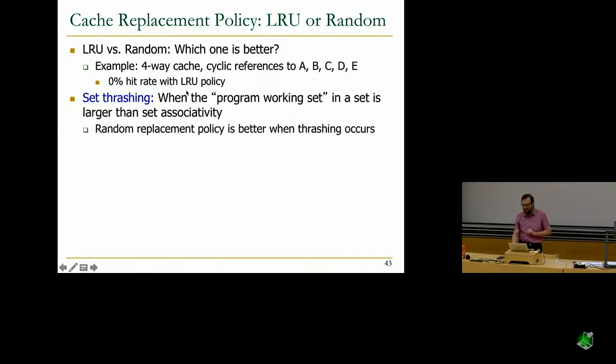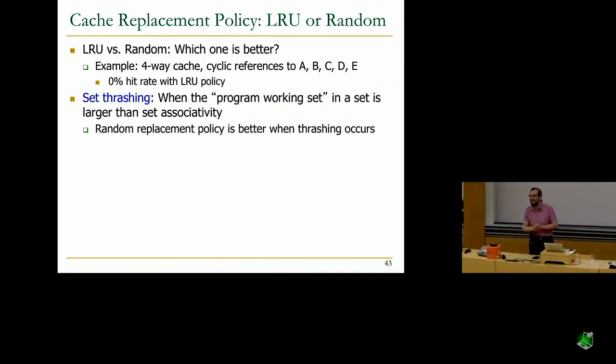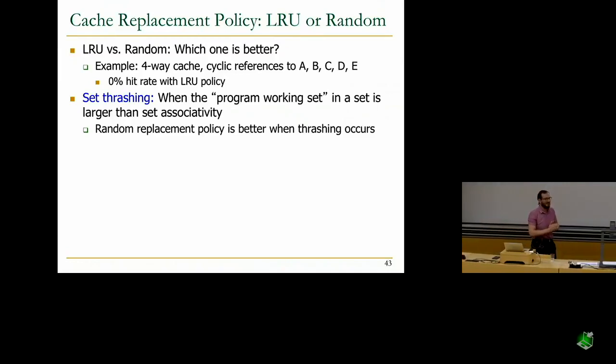But if you use random replacement, that's actually not bad, right? It's better when this thrashing occurs. In fact, if this is all you're doing, A, B, C, D, E, A, B, C, D, E, you want to say, oh, I'm going to keep a random 4 of these in the cache, and I'm not going to do any eviction anymore. That way, you get 80% hit rate, right? So that's a much better policy than LRU. This shows you that LRU is not necessarily a good policy. It all depends on your access pattern.